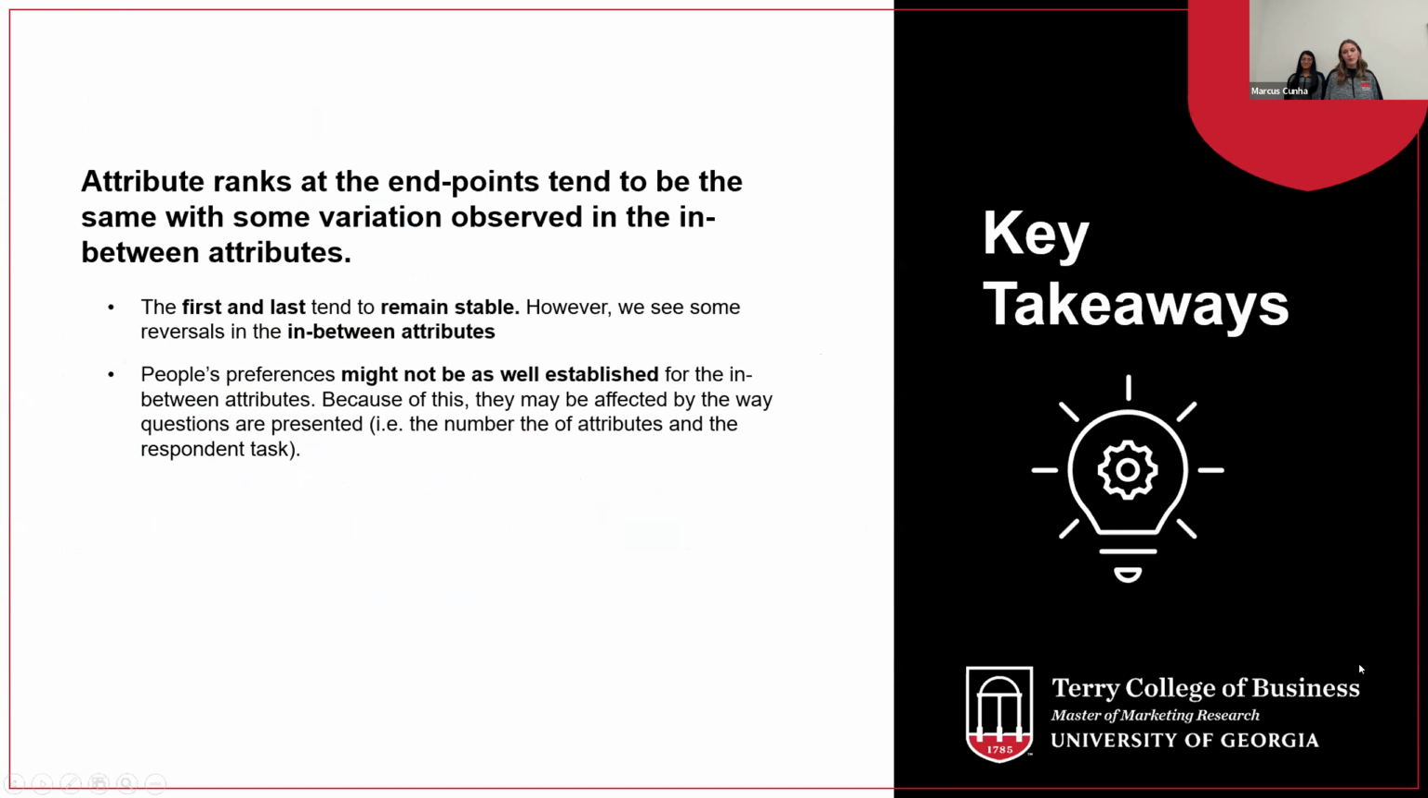So to summarize, the attribute ranks at the endpoints tend to be in the same score. They aren't changing depending on whether we're showing a rank order or a best-worst. And the in-between attributes is where we really see some variation. This might be due to the fact that those endpoint ones people feel more strongly about, but because people don't have as strong of preferences in the in-between options, they're more likely to be affected by the way that they are asked the question.